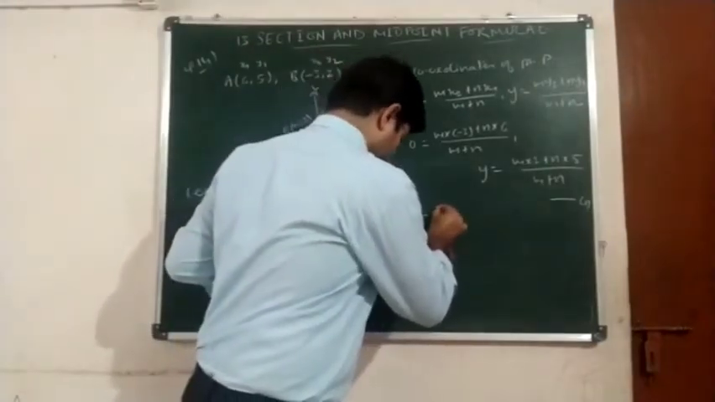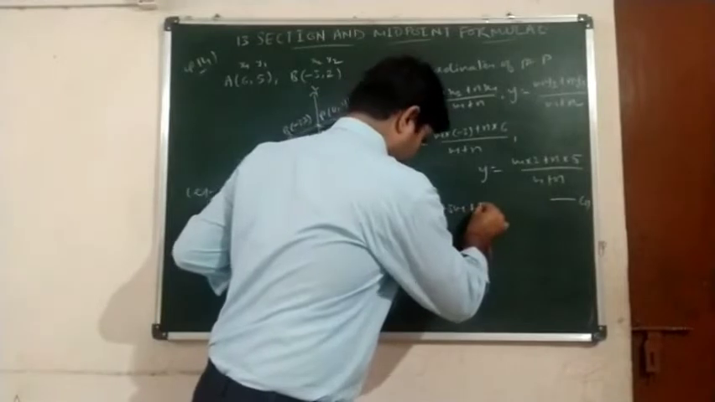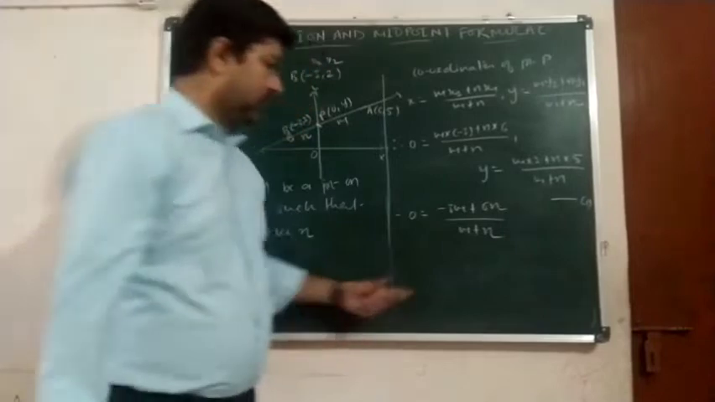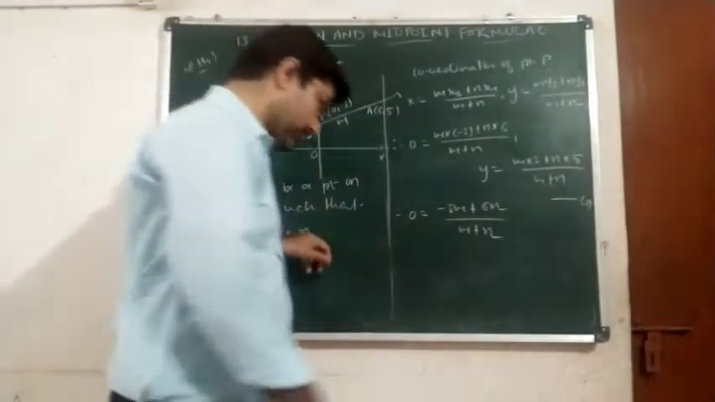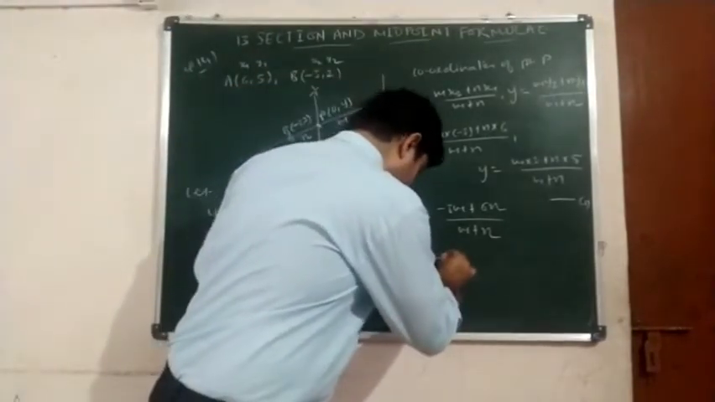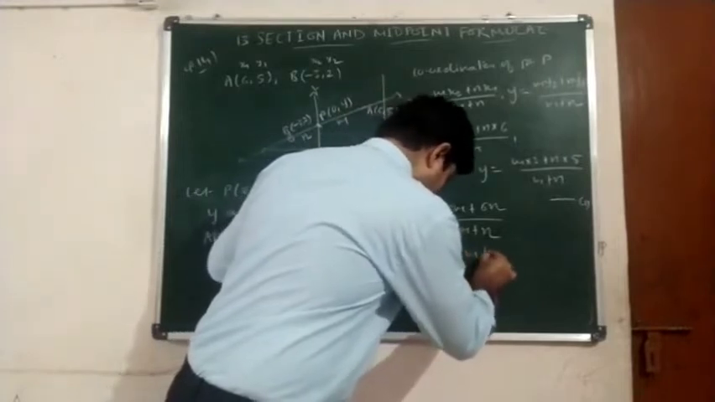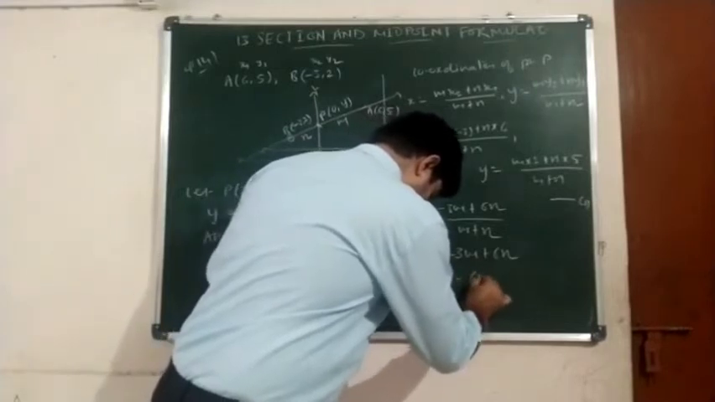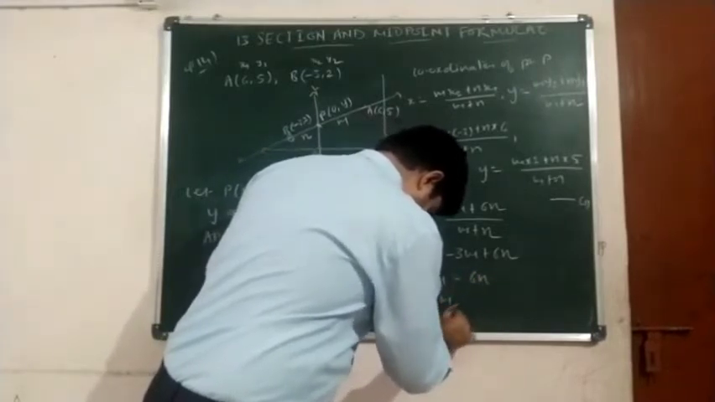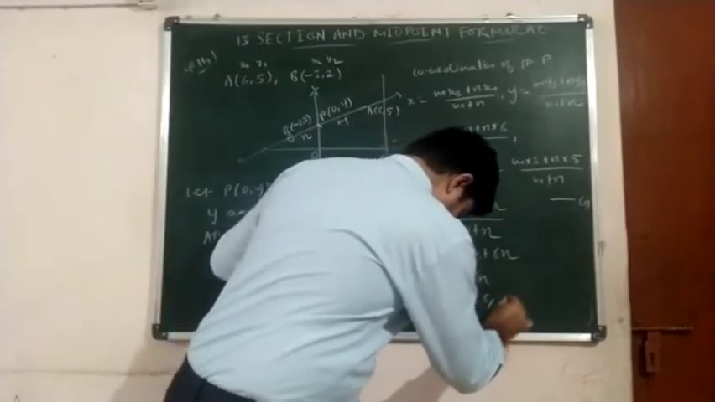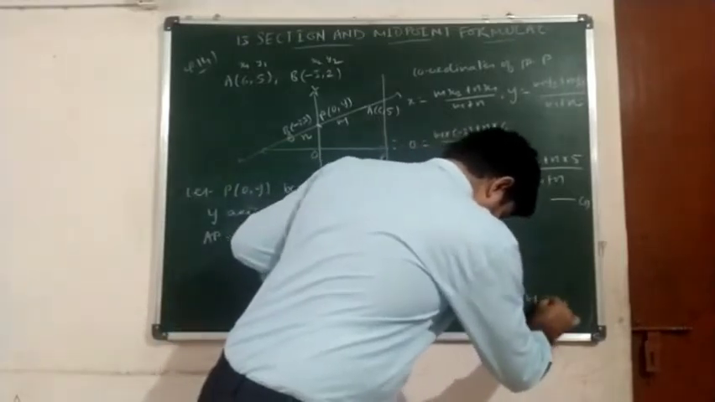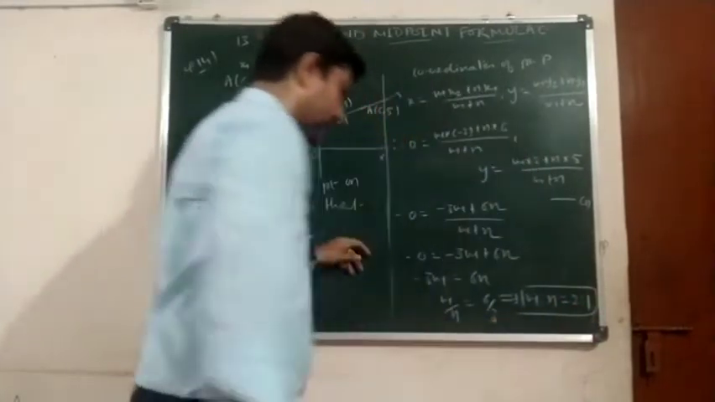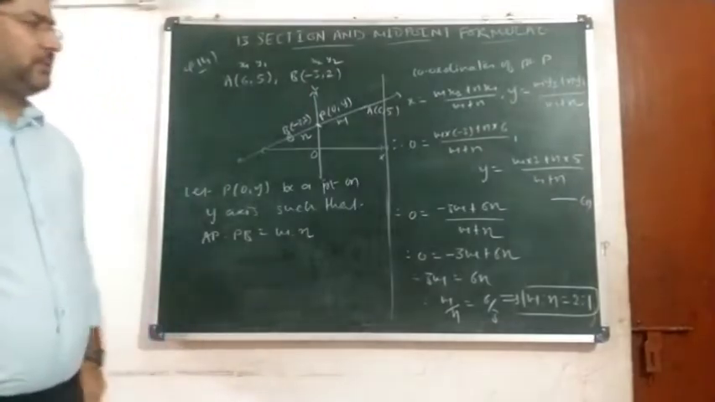So 0 is equal to (-3m plus 6n) upon (m plus n). Now m plus n multiplied by 0 will be 0, and therefore 0 is equal to -3m plus 6n, and therefore 3m is equal to 6n, and therefore m by n is equal to 6 by 3, which implies m:n is equal to 2:1. So we got the ratio m:n.